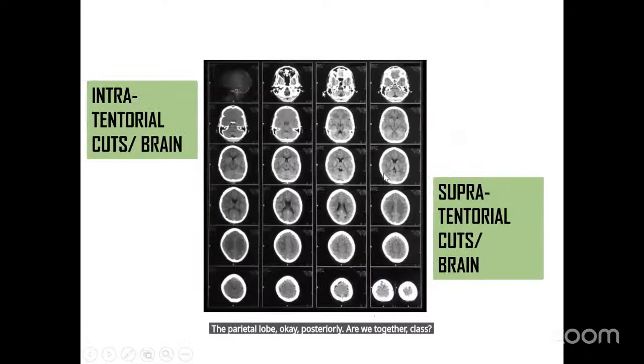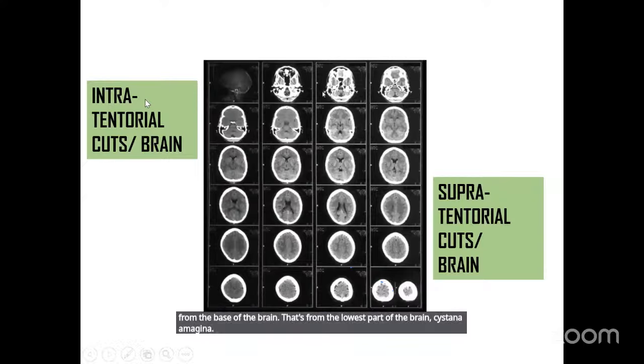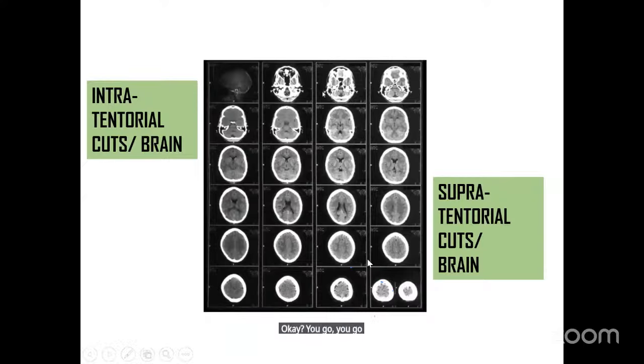Yes. Now, you've come across these images when you've sent a patient for CT or whatever, or we do the CT for them, you see we print these images like this. So assessment of brain images in radiology always commences from the base of the brain. That's from the lowest part of the brain, the cisterna magna. Okay, you go up to the vertex.